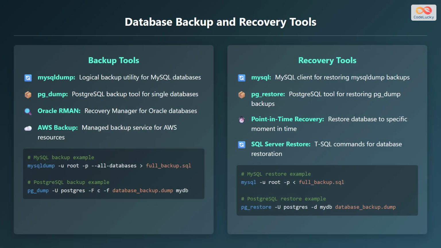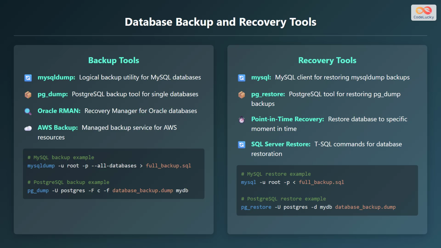There are different tools used for database backup and recovery. For backups, MySQL dump is a logical backup utility for MySQL databases. PG_dump is a PostgreSQL backup tool for single databases. Oracle RMAN is a recovery manager for Oracle databases. AWS Backup is a managed backup service for AWS resources.